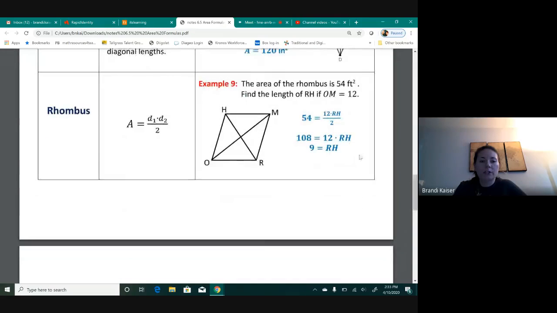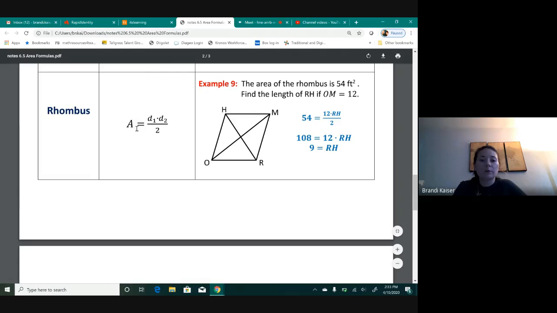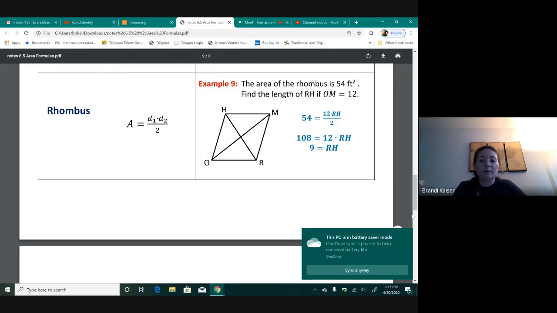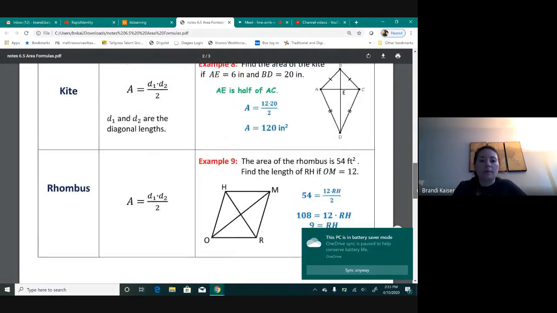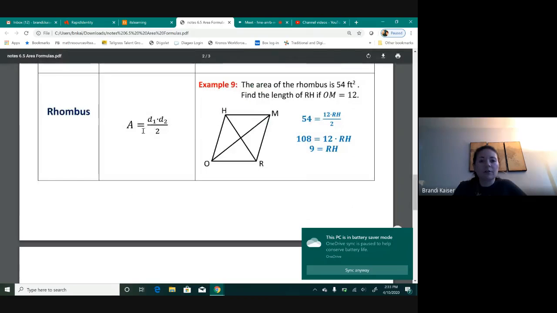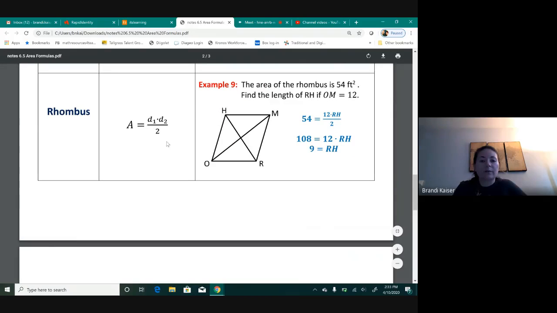And our last shape that we have is a rhombus. So the formula for rhombus is actually the exact same as the kite. Just so you know, diagonal 1 times diagonal 2 divided by 2. So you don't want the outside measurements, you want the diagonals. For this particular example, it says the area of the rhombus is 54 feet squared. Find the length of RH if OM is 12. So if you notice, RH is one of our diagonals, OM is the other diagonal.